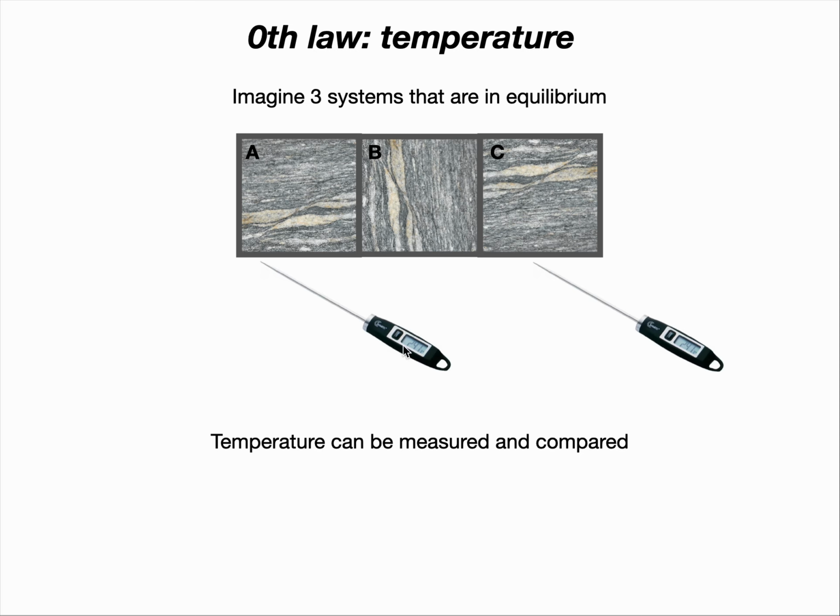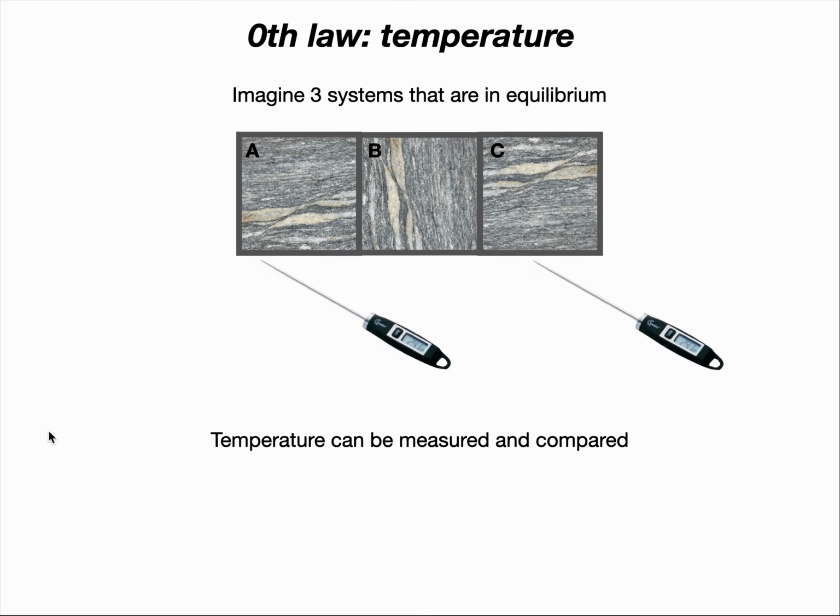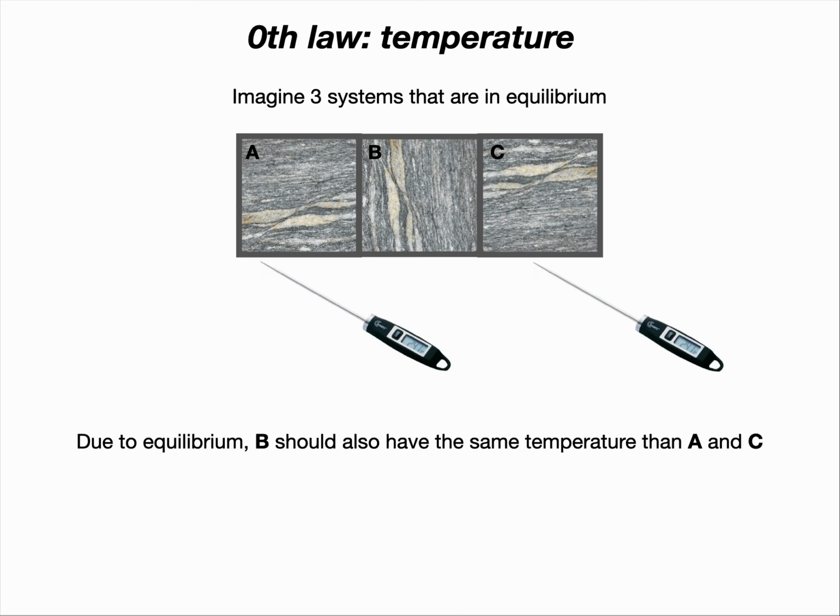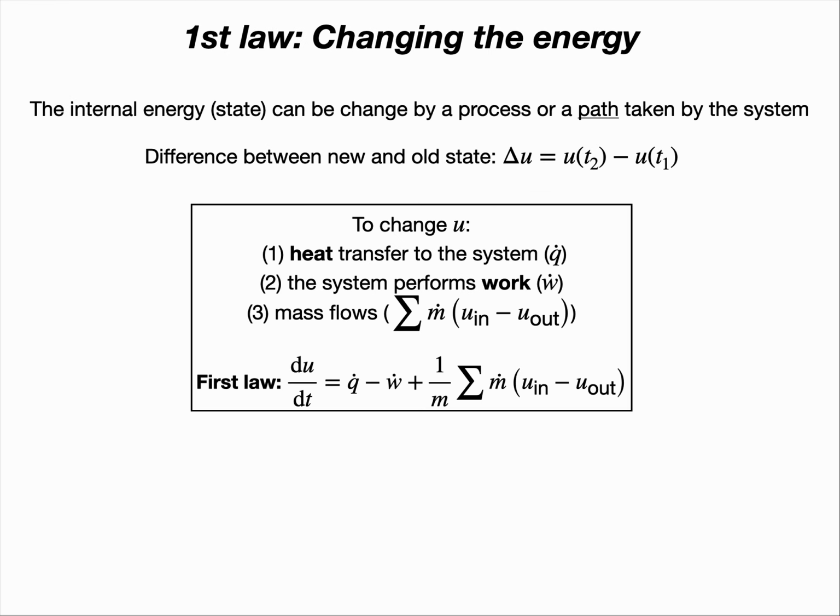We assume that C also is in equilibrium with B. So if we measure the same temperature here and there, by default, the temperature of B will be equal to that of A and C. So this means that the temperature can be first measured and it can be compared. Due to the thermal equilibrium here, B should also have the same temperature as A or C.